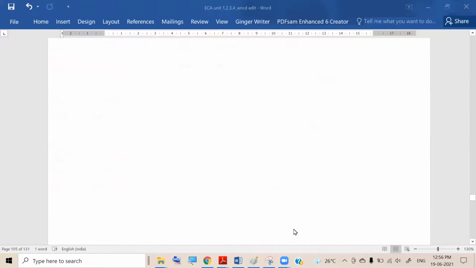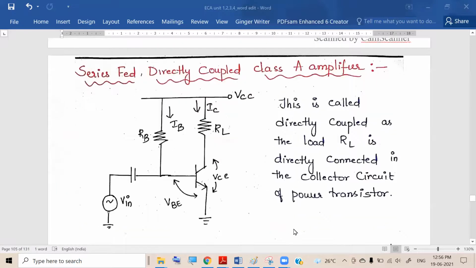Now this is ready to amplify because we have biased and we have given the input signal. This particular class A amplifier is called a series fed direct coupled class A amplifier. It is called direct coupled because the load RL is directly connected in the circuit. Suppose we connect via a transformer, then it is transformer coupled. Simple.